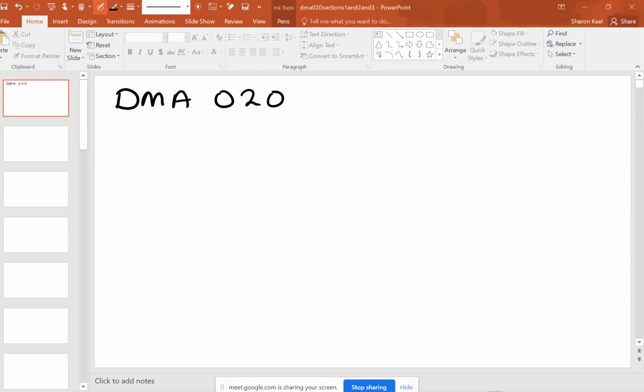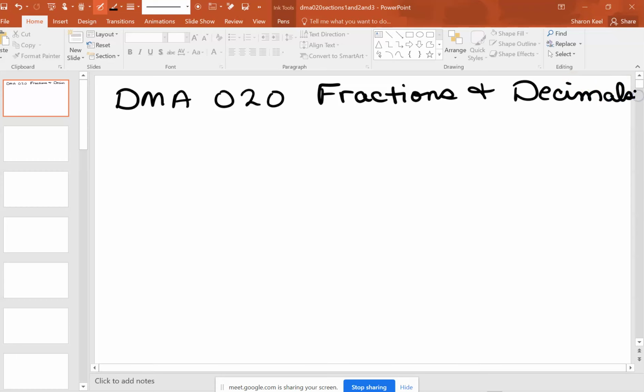We're beginning now in our DMA 020. DMA 020 is going to focus on fractions and decimals. And when I say fractions, I also mean mixed numbers, which is the combination of whole numbers with fractions. In DMA 010, we looked at integers, which was positive and negative whole numbers. So now that we're in DMA 020, we're going to deal with both positive and negative fractions, mixed numbers, and decimals.